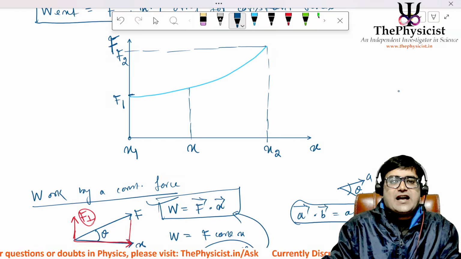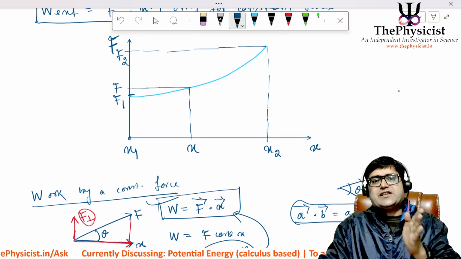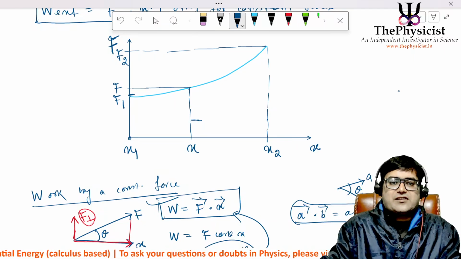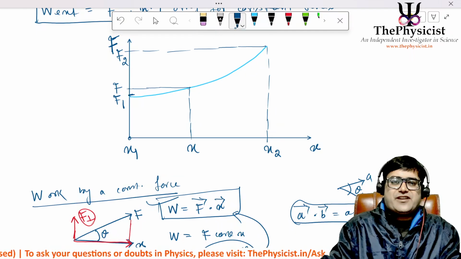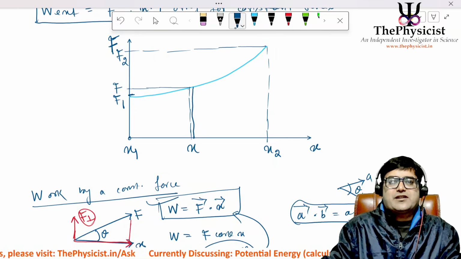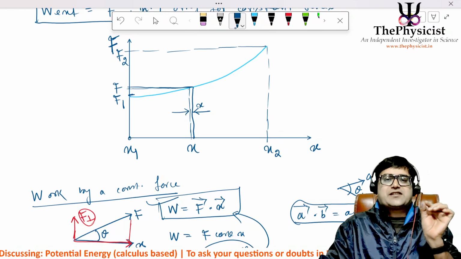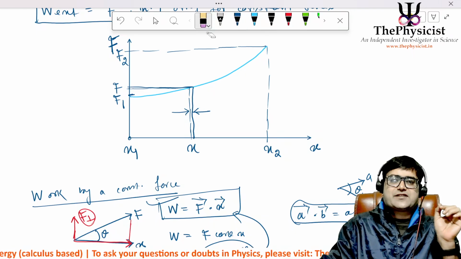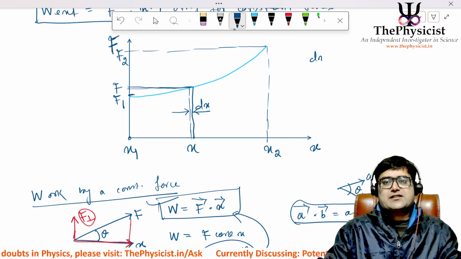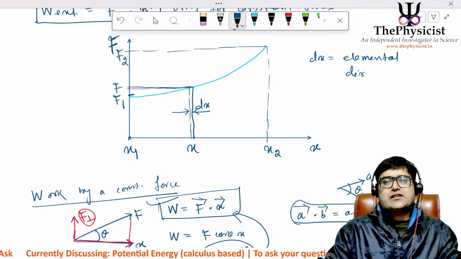Imagine for any x, I already have a force value. But the force will change only if I consider a section of displacement that is too large. What if I consider a section of displacement which is infinitesimally small? That means I consider a section of the displacement which is very, very small. That means it's essentially the same force that is responsible for this dx. I will say dx, the small section of displacement. So dx is the elemental or infinitely small displacement.